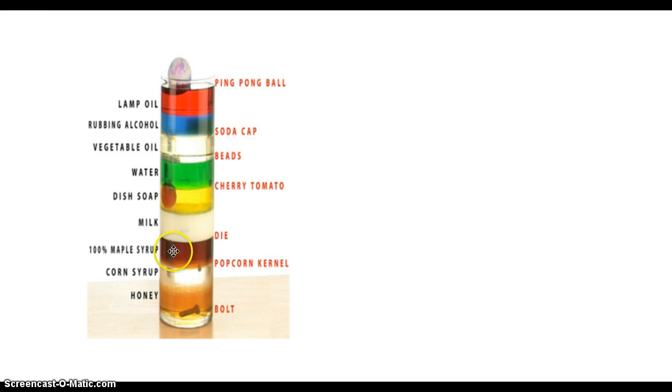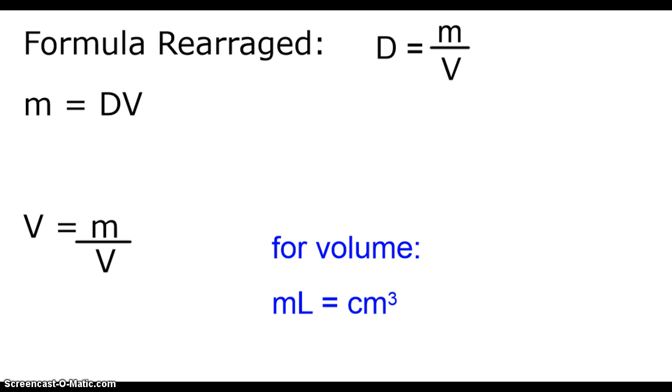So here is a density column, and you can see that the bolt down here is going to have the highest density. And then as we move up, we can see that the popcorn kernel is going to float on top of the corn syrup. So popcorn kernel is less dense than the corn syrup. We've got water up here in the middle. It is less dense than dish soap or a cherry tomato. We've got some beads in here. We've got vegetable oil. Notice that the oil is less dense than water. We've got a soda cap in there, some alcohol, lamp oil, and on top we've got the least dense, our ping pong ball.